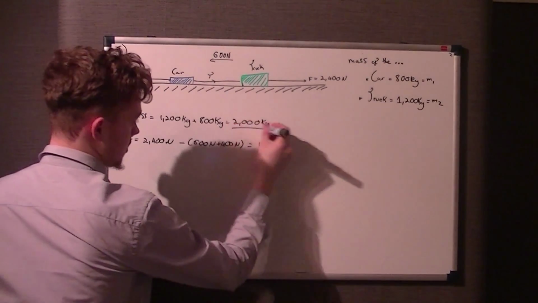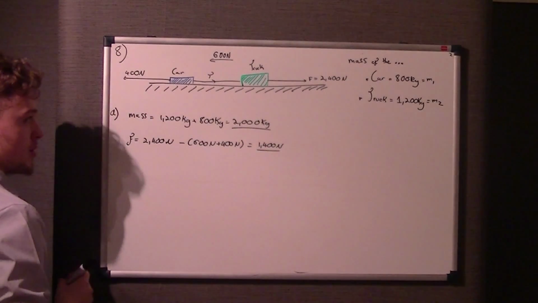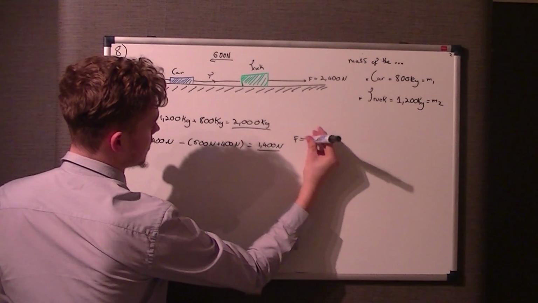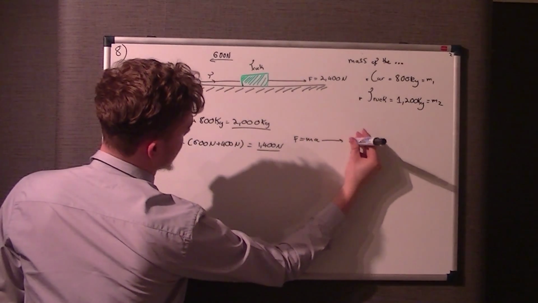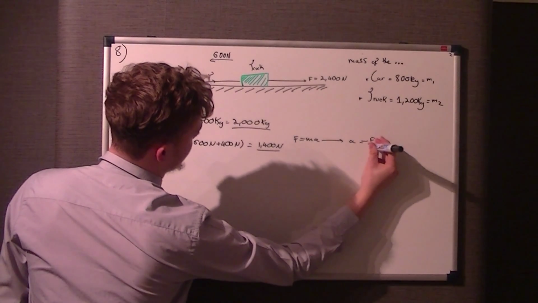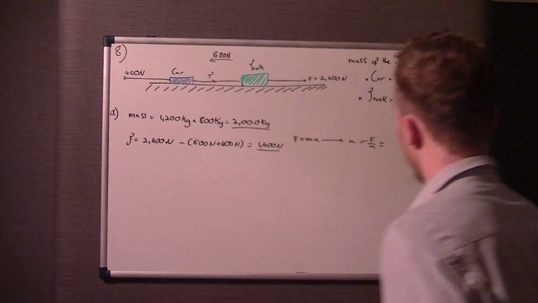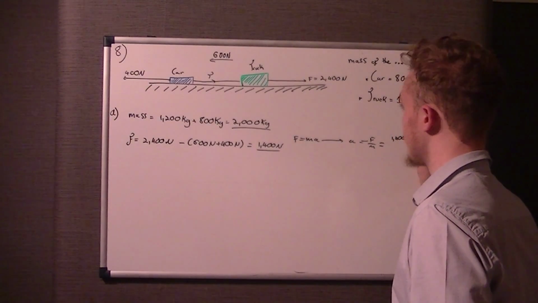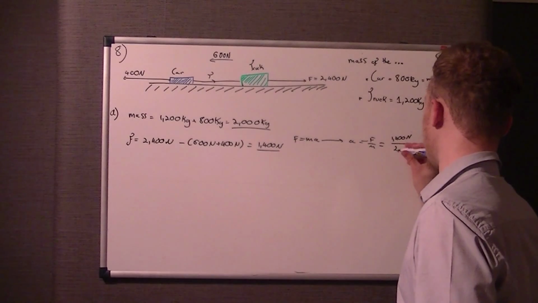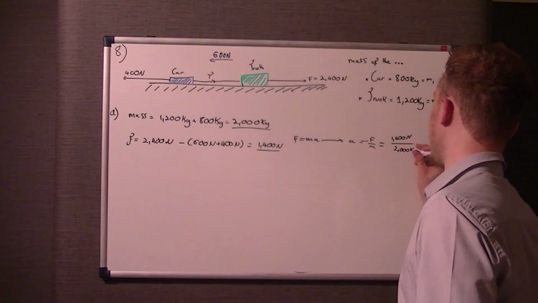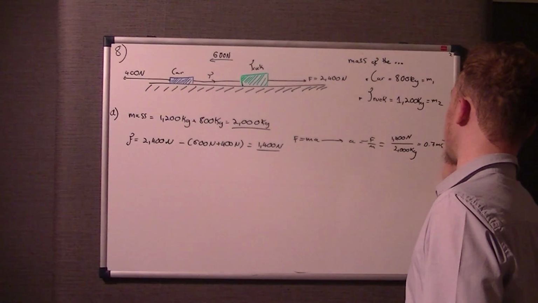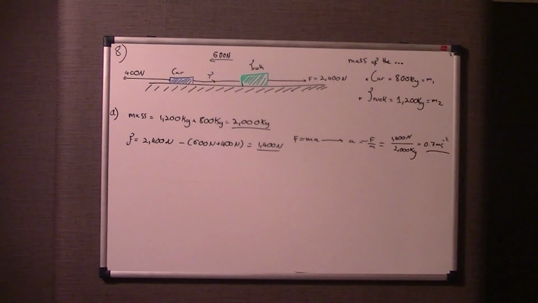We've got a total mass of 2,000 kilograms and a total resultant force of 1,400 newtons. So you put it into the equation F equals ma, and rearrange to get a. So a is the resultant force over the mass: 1,400 newtons over 2,000 kilograms. That should give you the acceleration a to be 0.7 meters per second squared, and that's the acceleration of the truck and the car.